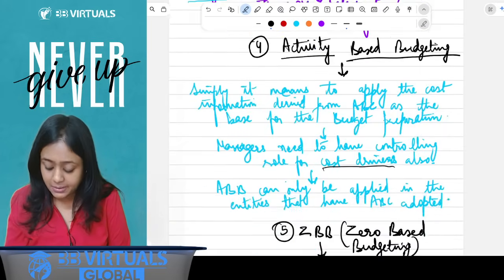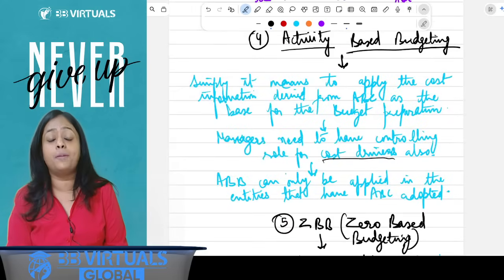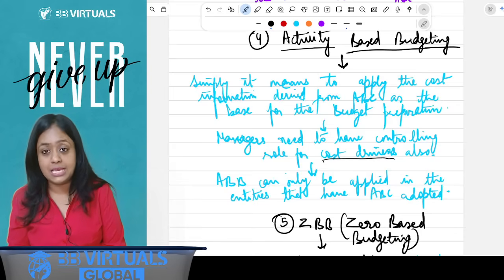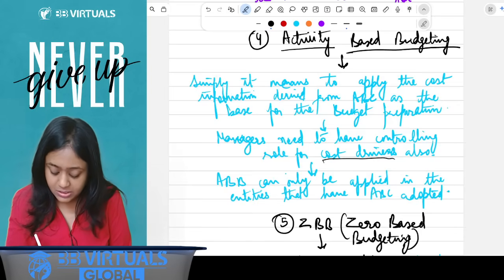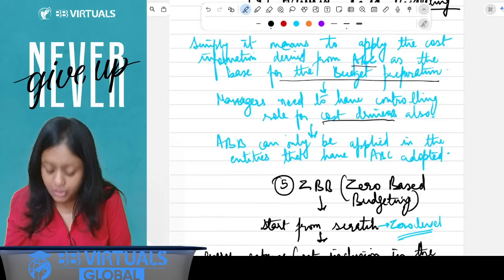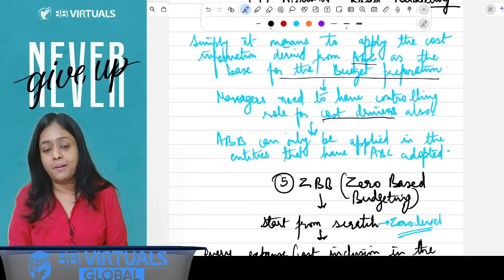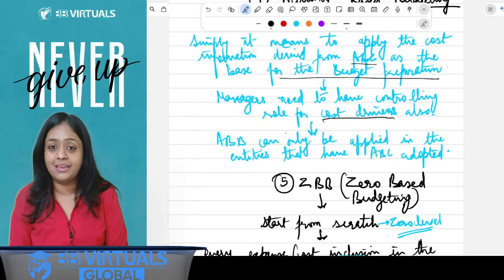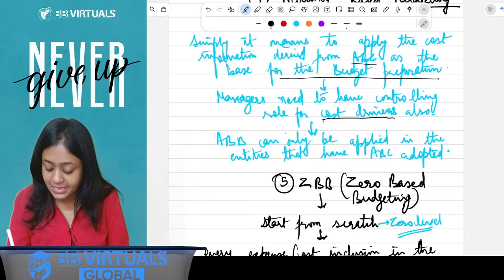Next is activity-based budgeting. We know activity-based costing. So when an organization applies activity-based costing into its budget also, then we call it ABB, activity-based budgeting. Simply it means to apply the cost information derived from ABC as the base for budget preparation. Managers need to have a controlling role for the cost drivers, and ABC can only be applied in the entities, only then if ABC is applied in the entities can ABB be applied.